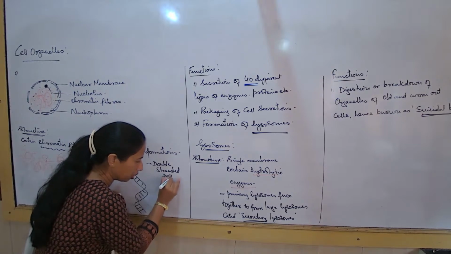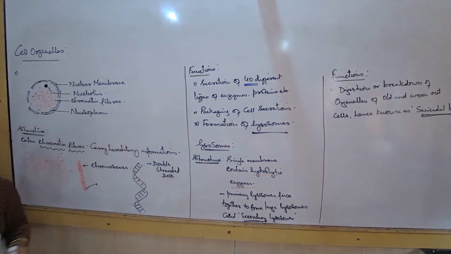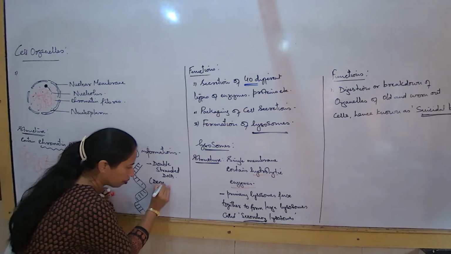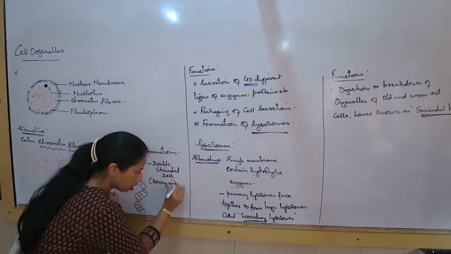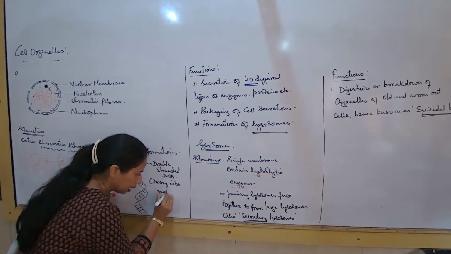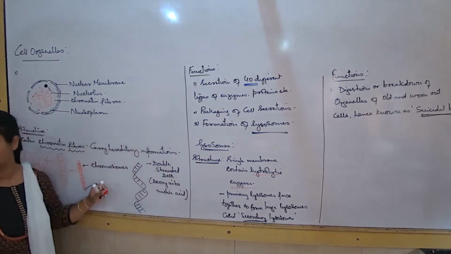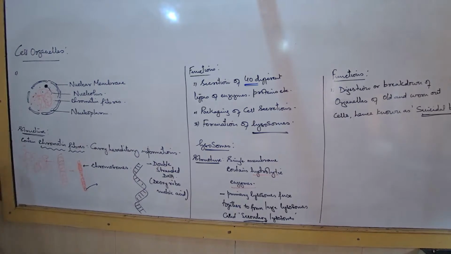Double-stranded DNA molecule. And this double-stranded DNA, when I say, what is the full form of the DNA? You have to remember, the full form of the DNA is deoxyribonucleic acid. It is a complex acidic molecule which is made up of so many different types of components.